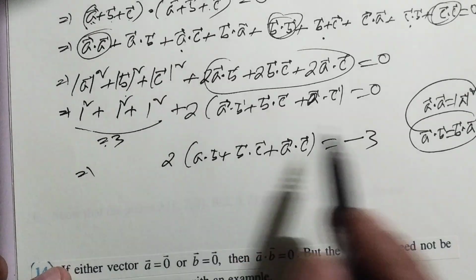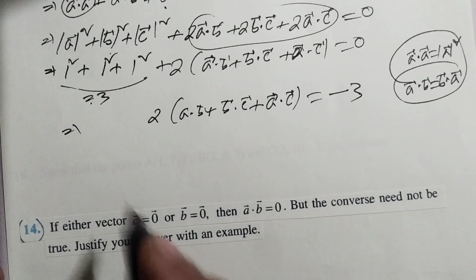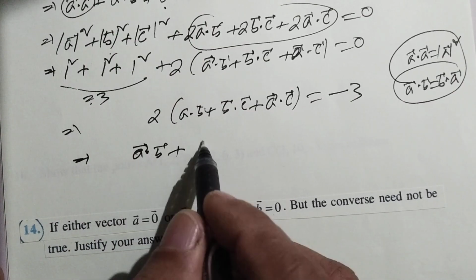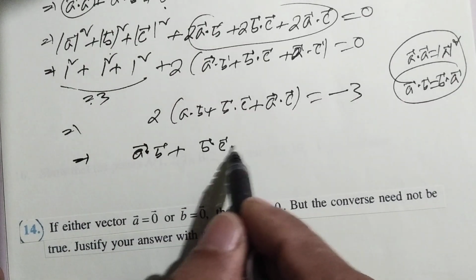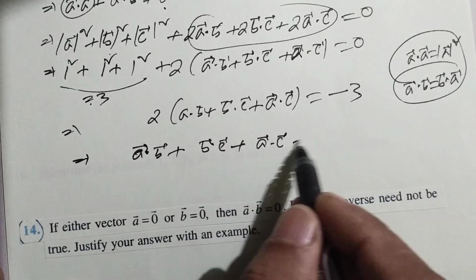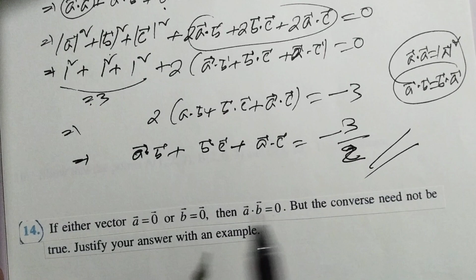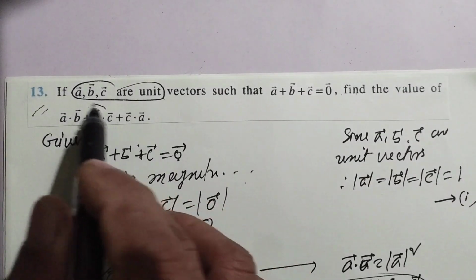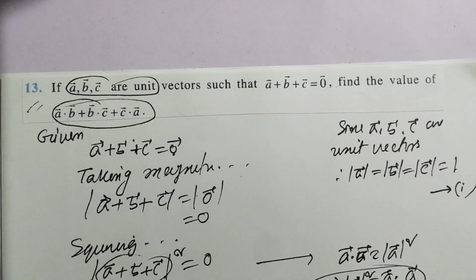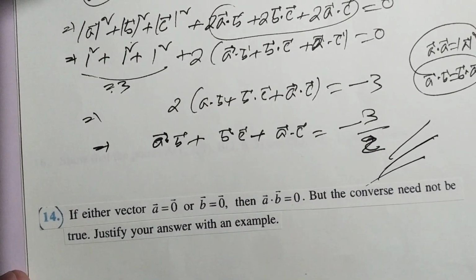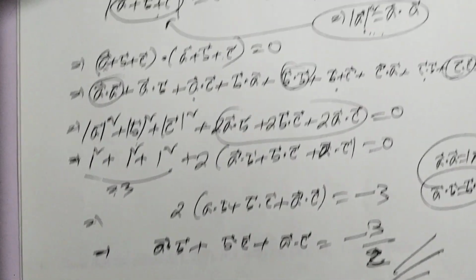This plus 3 taking to the right side, it is minus 3 now. Then A dot B, B dot C, A dot C, it is minus 3 divided by 2. This 2 is cross multiplied there, and this is the answer. The question is asked to find the value of this term A dot B, B dot C, C dot A, and we got finally A dot B, B dot C, C dot A. So this is the complete solution for this question.